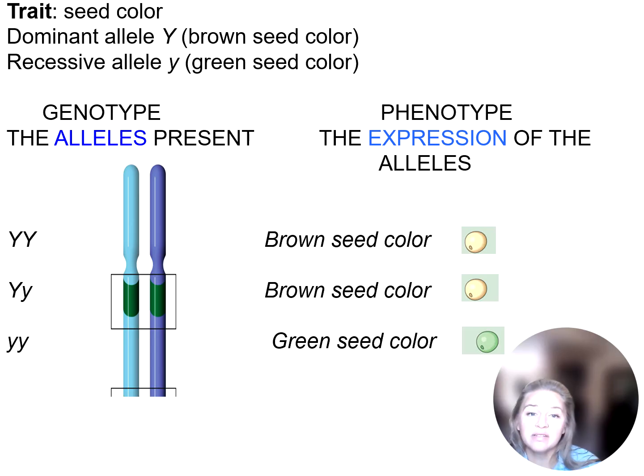If you're big Y, even though you have an allele for both brown and green, because brown is dominant, you would have a brown seed color. And then if you have two recessive alleles, little y, that's the only time you would see a green seed color.